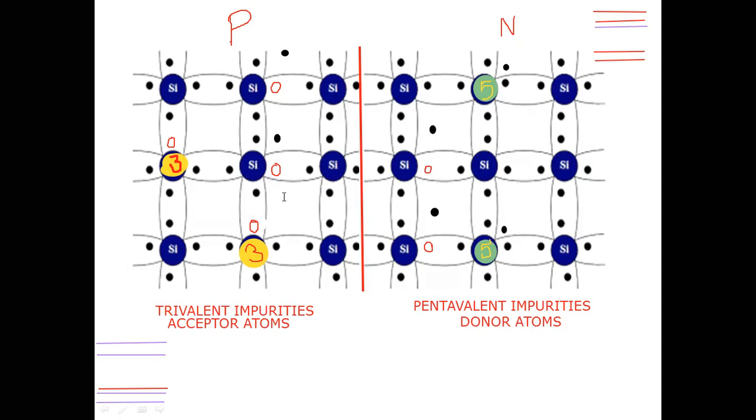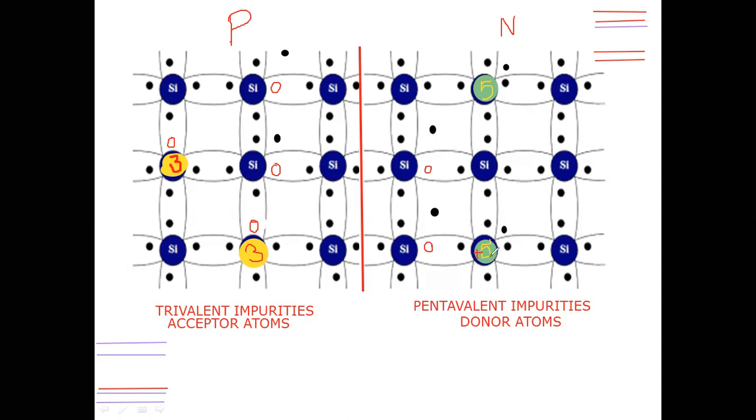Moreover, one thing to observe is that since this pentavalent impurity atom is donating an electron for the purpose of conduction, it will become positively charged, right? Because it is giving one electron, and an electron is a negative charge particle. Since it is giving one electron for the purpose of conduction, it is losing a negative charge.